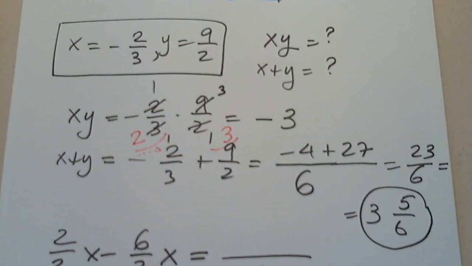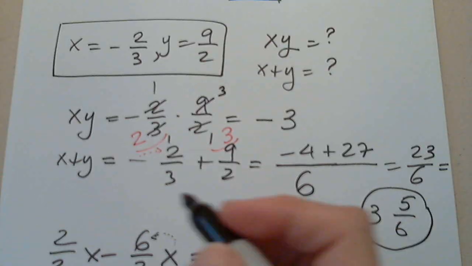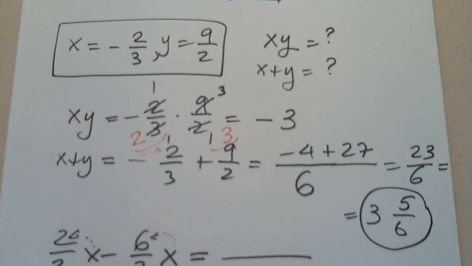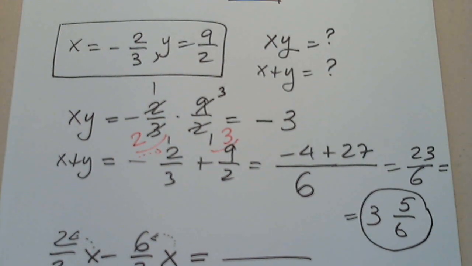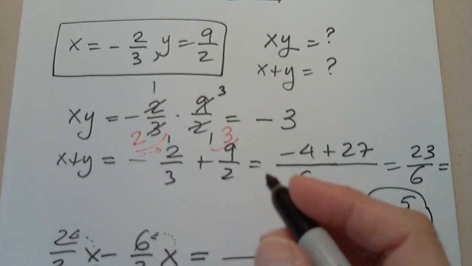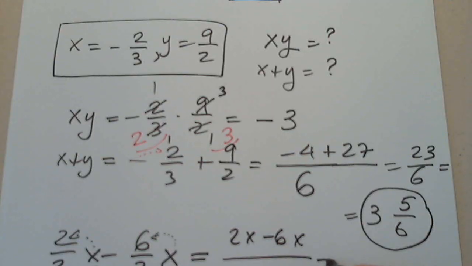Remember how we copy it. So x is connected to the top. How come? Because it's x over 1. So of course it's connected to the top. Otherwise it would have been 1 over x, and then it would have been connected to the denominator. So then the numerator is nothing else but 2x minus 6x.